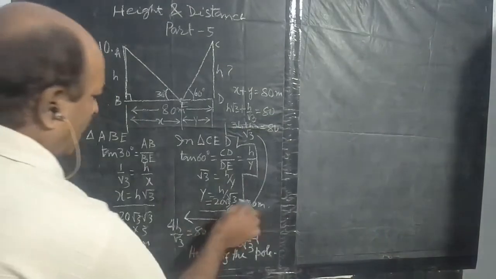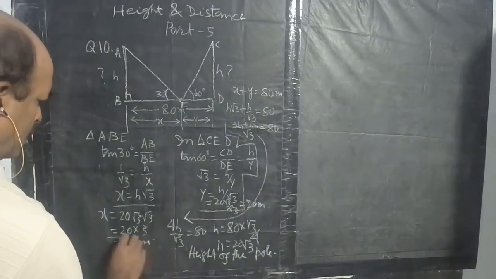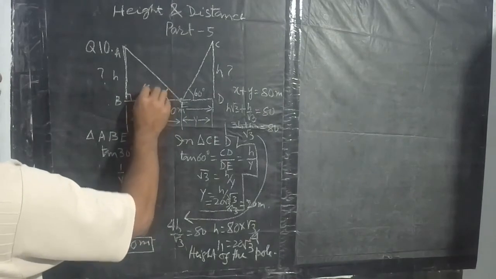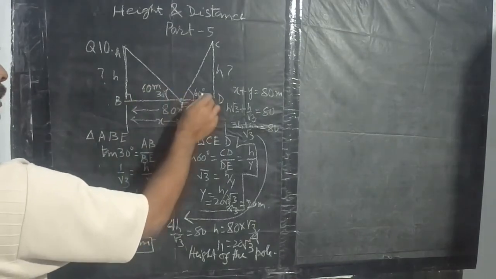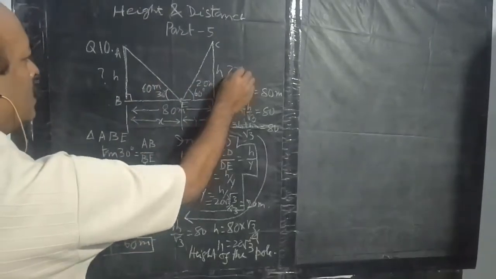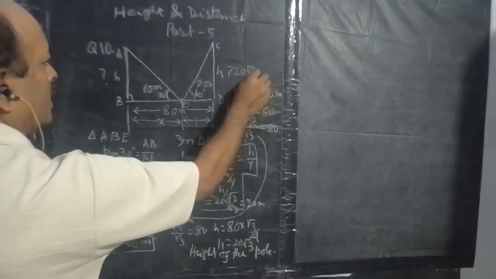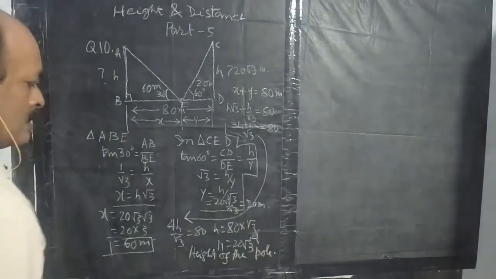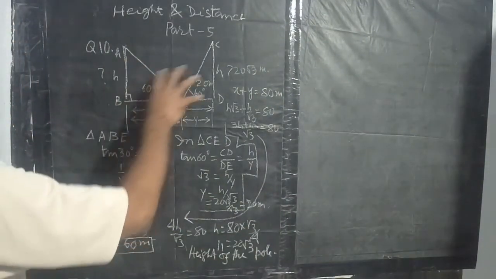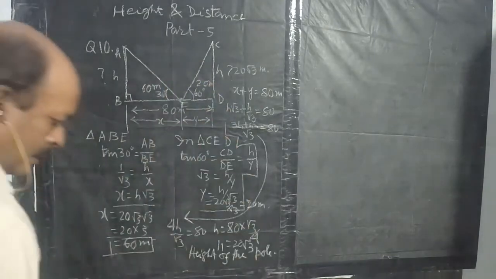Okay, so one distance is 60 meters from here to here, from here to there 20 meters, and each height is 20 root 3 meters. Understood? Very simple. We consider the right angle triangle.